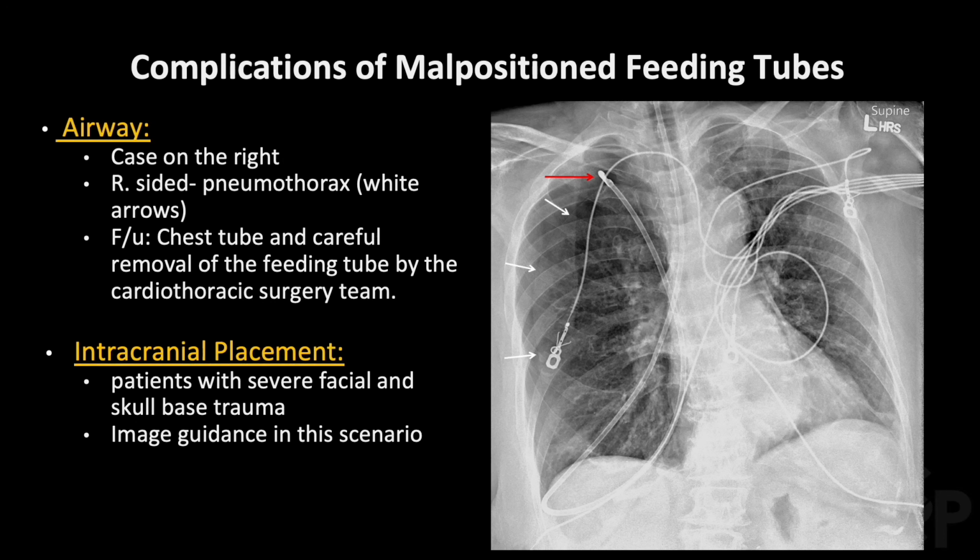One other thing to watch out for with feeding tube placement is the potential for intracranial placement in patients with severe facial and skull-based trauma. In the event that a feeding tube is necessary for a patient with severe facial or skull-based trauma, it is extremely important for a feeding tube to be placed under image guidance to ensure that the tube doesn't extend through the fracture defects into the sinus or cranial vault.